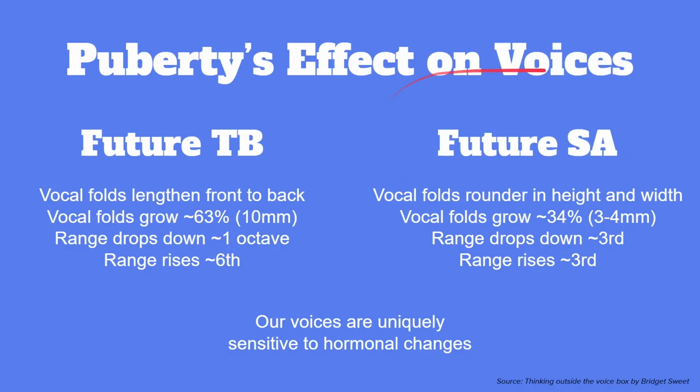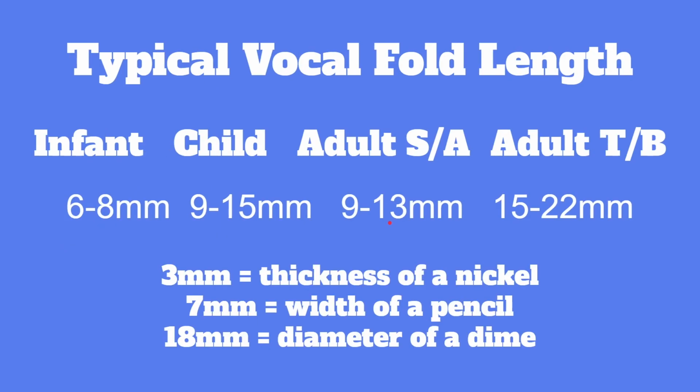If you're a future soprano or alto, your vocal folds will get rounder in height and width. Rounder in height, that means longer. Okay, they don't grow quite as long though. Just a little bit longer, and the range drops down a third and rises about a third. So you end up with a more full and darker sounding voice.